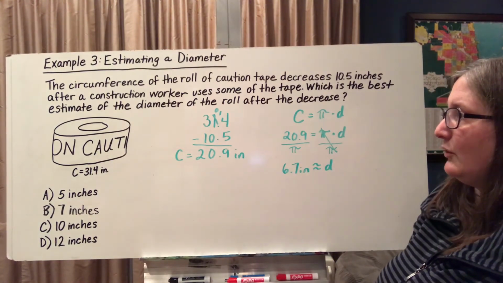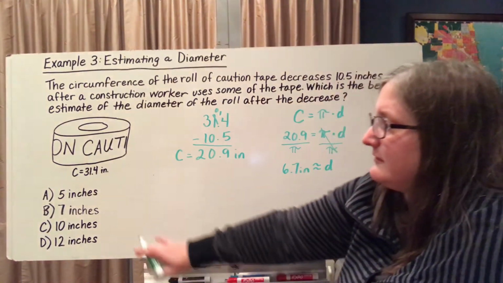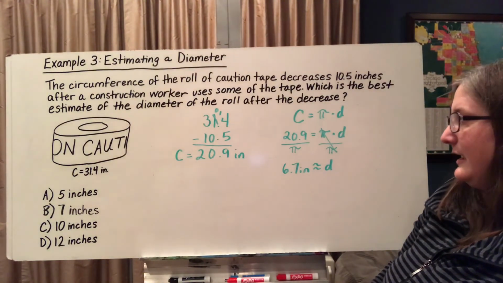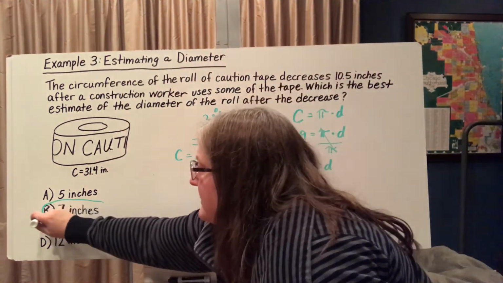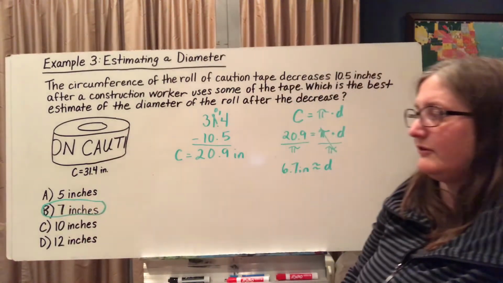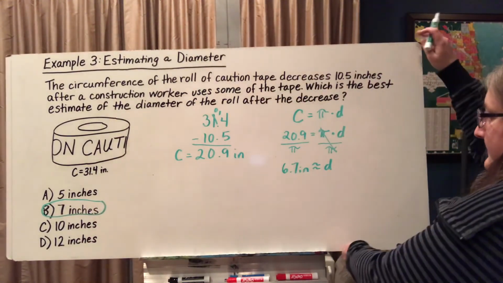So I'm being asked which one here is the best estimate for the roll's current diameter. 6.7 is closest to answer B, 7 inches. So that's what I would choose.